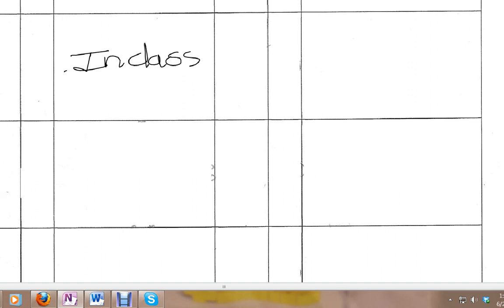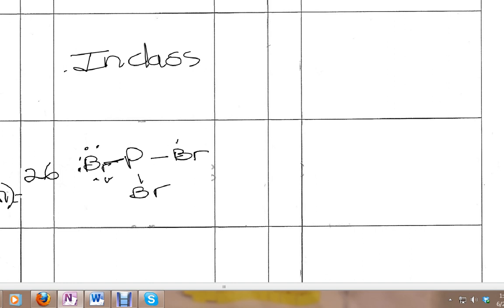PBr3. So you got P, the central atom, of course, and then you got 1, 2, and 3 Brs. Let's count the total valence. It's going to be 5 plus 3 times 7, which is 21, so it's going to be 26. We need to get to 26. 1, 2, 3 is minus 6 is 20.